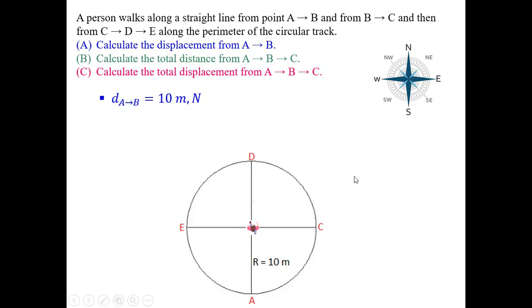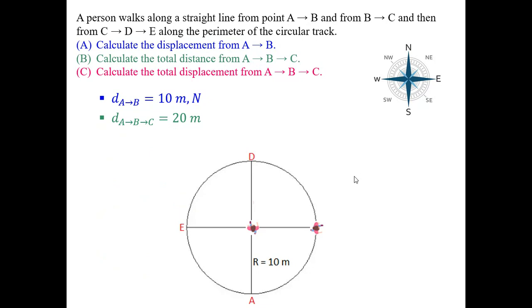Okay, so that's that. Part B asks you to find the total distance from A to B to C. Well, this is pretty straightforward. Total distance, just add up all the ground covered. From A to B, we already know that's 10, and then from B to C, it's an additional 10. So 10 plus 10 would just be 20. So the answer for part B is just 20 meters. And distance is a scalar quantity, so all you need to provide is just the magnitude.